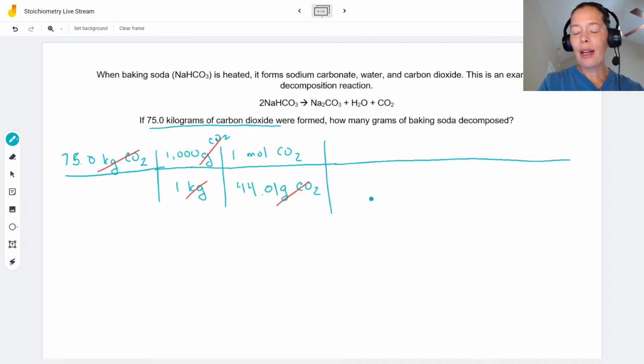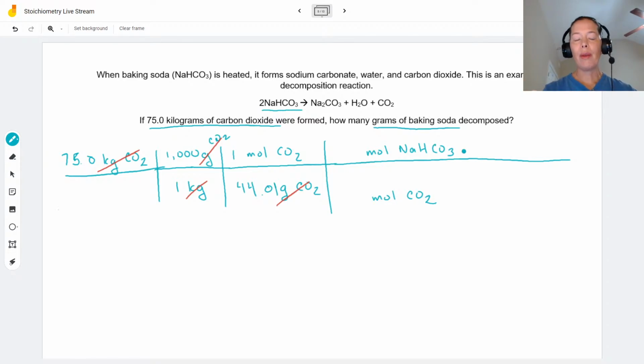Okay, so I know that I want my moles of carbon dioxide to cancel. The problem, let's see, is asking me for grams of baking soda, which is this guy right here. So here is my molecular formula for baking soda. Now I need my stoichiometric coefficients. Let's see, in front of the carbon dioxide I just have a 1. Again, remember that's assumed to be a 1. And I have a 2 in front of my baking soda, so that is set.